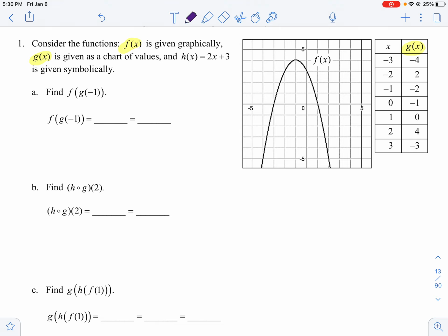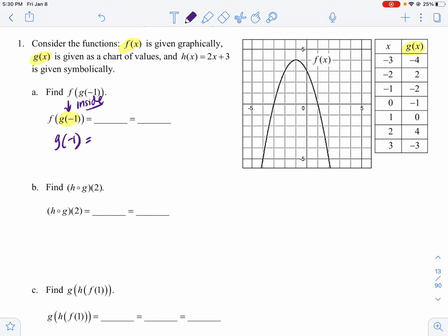I have here f of g of negative 1. When we solve this problem, we solve the inside first. So, let us focus on g of negative 1. What is g of negative 1?